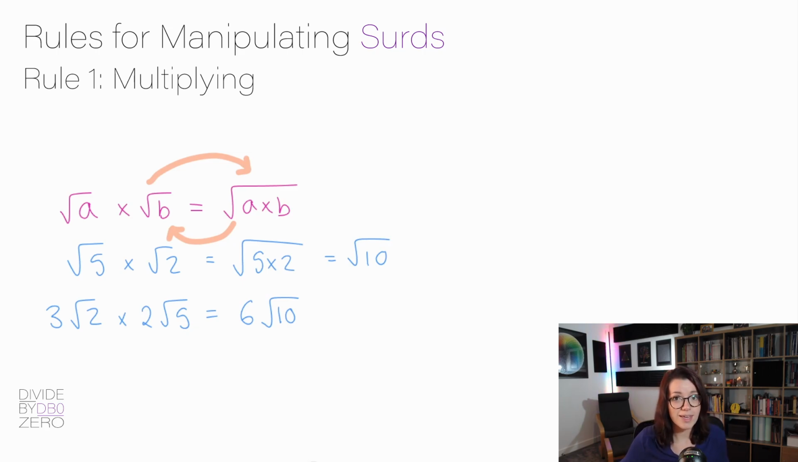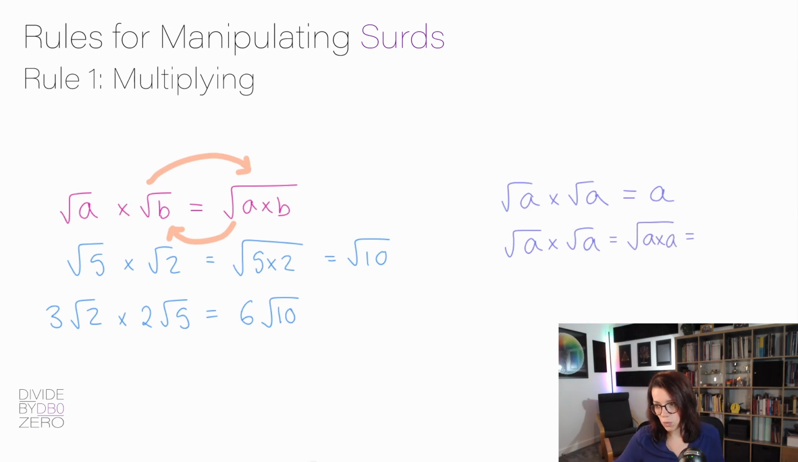There is a special case of this rule, and that happens when you've got root A times root A. So two surds that are the same times together. What happens here is that that is just equal to A. Now the reason for this is root A times root A, as we can see from the original rule, would be equal to root A times A, or just root A squared. Now the square root of A squared would just be A. As an example with numbers in, if we've got root 3 times root 3, that's going to just be 3.